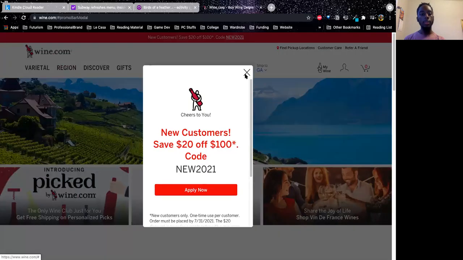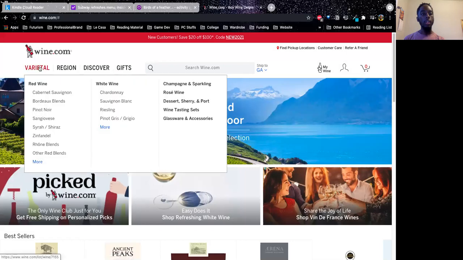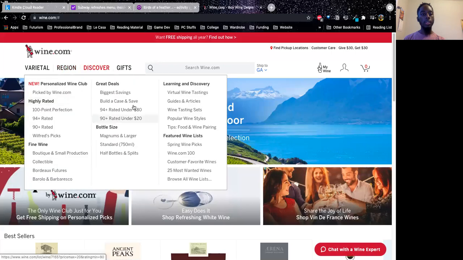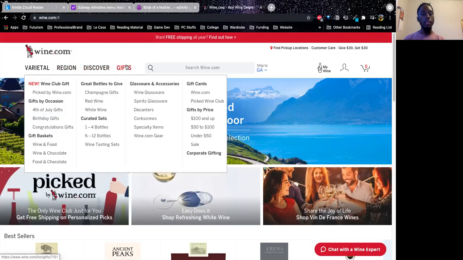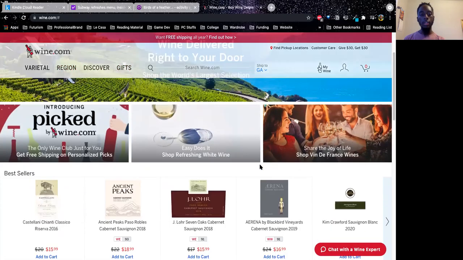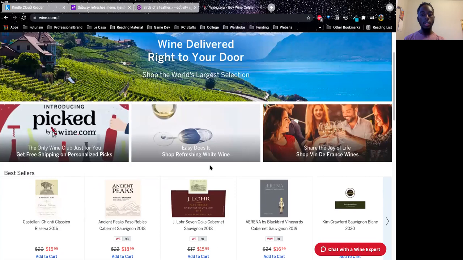Okay, these pop-ups are not good. All right, so boom, yeah, right there. You see the variety, the type of wine. You see the region. Discover, this is basically by price and other stuff. Gifts. So they put that all in the navigation. Let's see on their page here. I'm not really sure what they're trying to say. Easy does it.